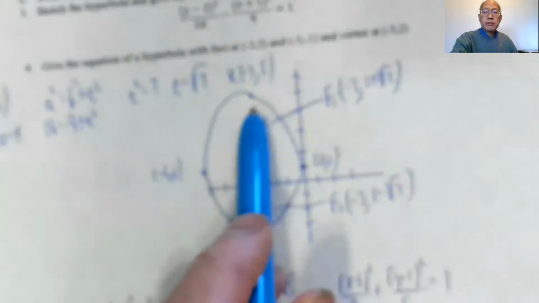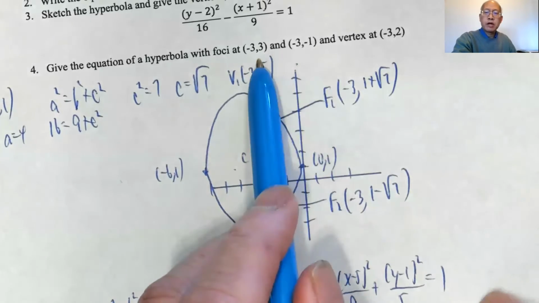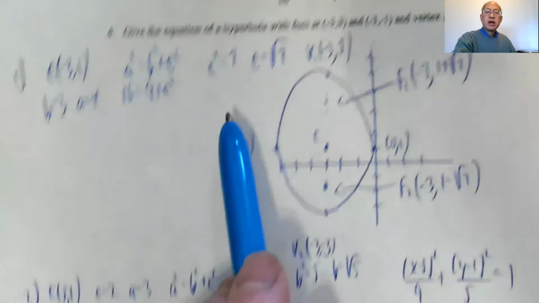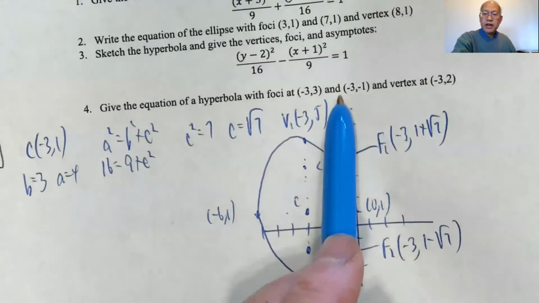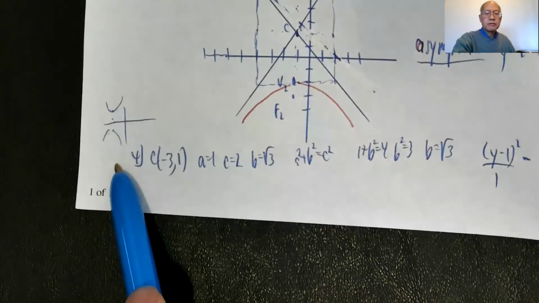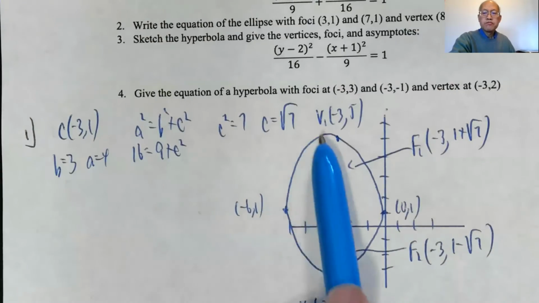And number 4, hyperbola, foci are (-3, 3) and (-3, -1). If I go halfway between them, that's (-3, 1). That's going to be the center. Center is (-3, 1). And that also tells me, since -3 is fixed, it's going to be the vertical type of hyperbola once again. Okay, and A is 1, C is 2.